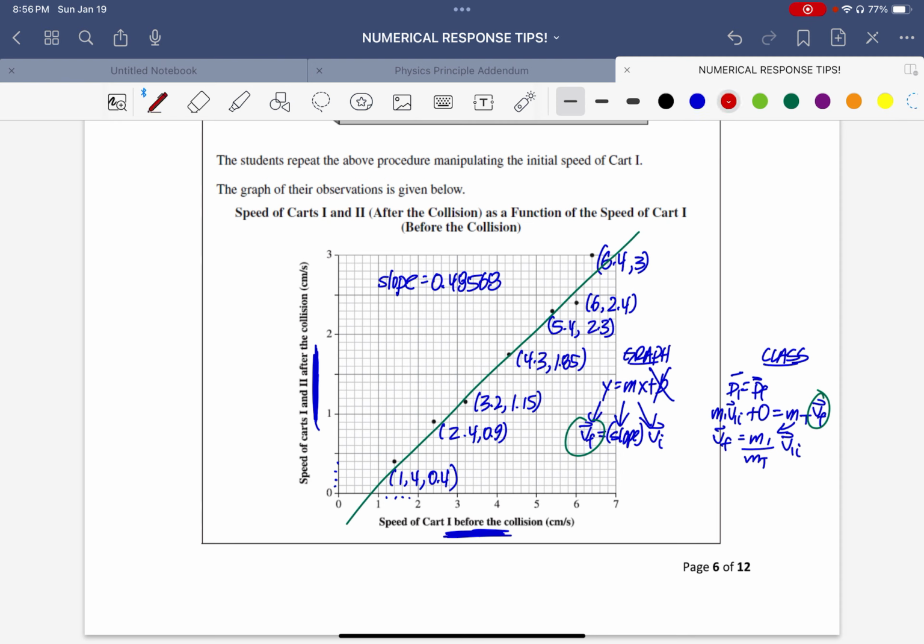Now, let's cross off VF because it's in both. Let's cross off VI because it's in both. We're left with the slope is equal to M1 over mass total. Don't even know what the question is yet. And we've identified what the slope represents here, mass 1 over mass total. Now let's look at the question.